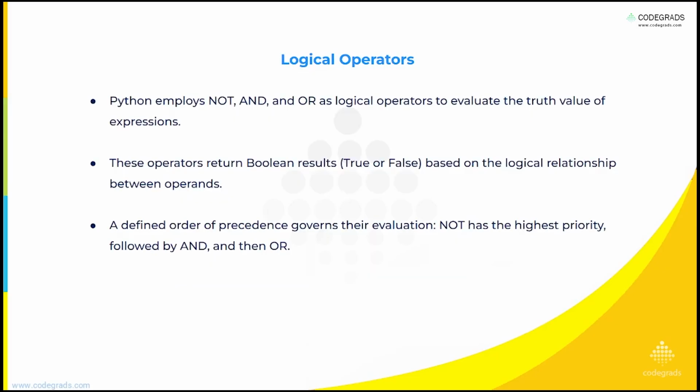Then we have the logical operators. Now Python employs not, and, and or as logical operators to evaluate the truth value of an expression. These operators return boolean results, True or False, based on the logical relationship between operands, and a defined order of precedence governs their evaluation. Not has the highest precedence, followed by and, then or. So these are the logical operators. Now, you may have heard of this previously in electronics, like the AND gate, OR gate, and NOT gate.